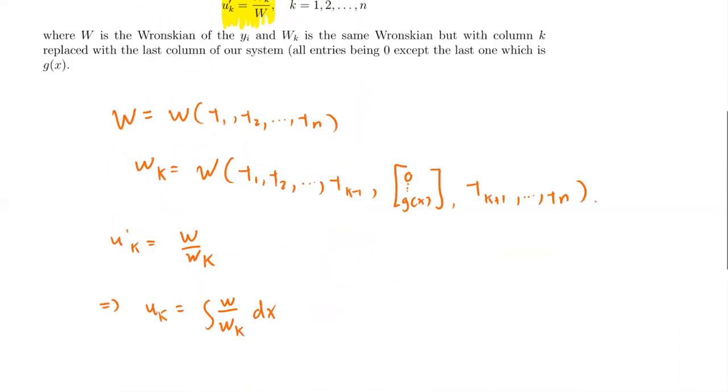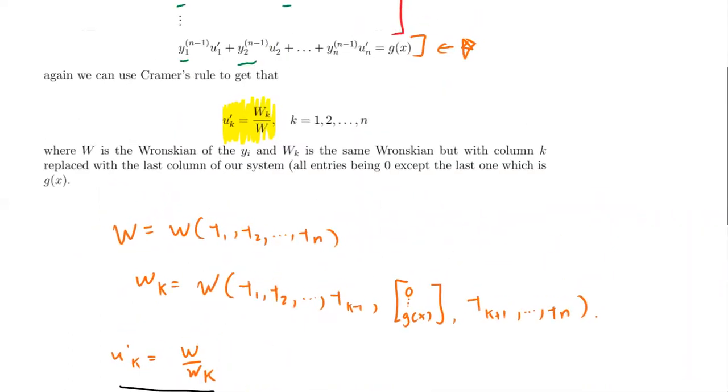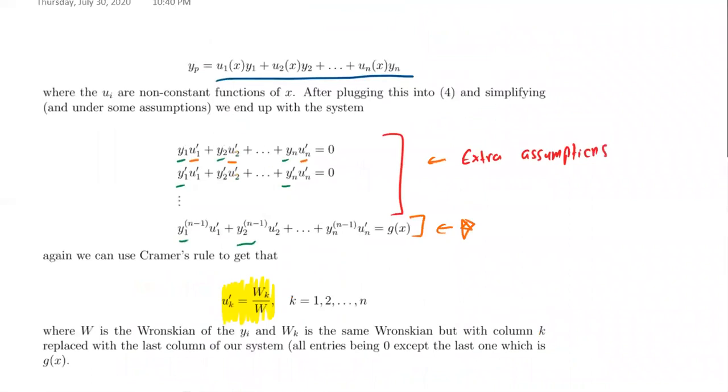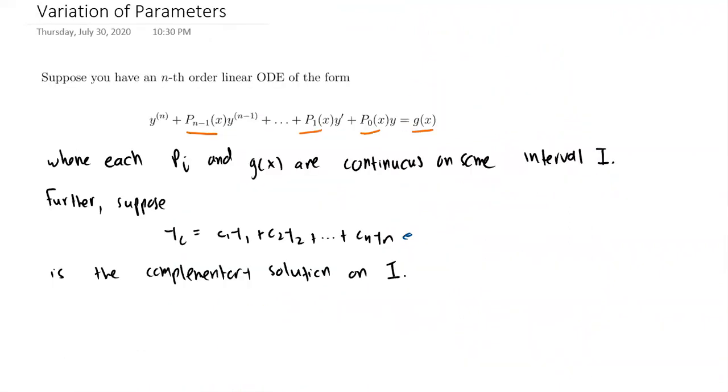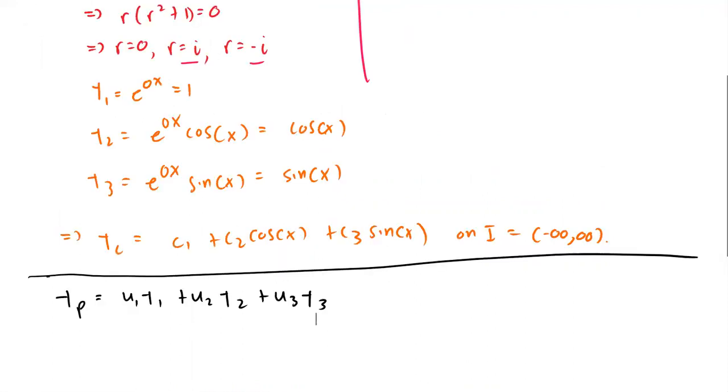Now, we have the equation to determine those, because we have an equation for u prime. However, first let's check the assumptions. So we have a complementary solution that works for all real numbers, but we also have to check that the coefficient functions and g of x are continuous on an interval shared, a common interval with a complementary solution interval. So what are the p sub i's and g of x in this case?